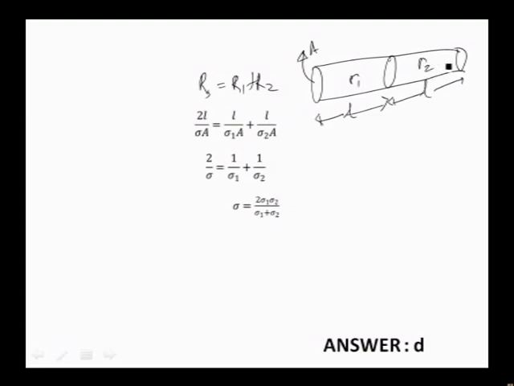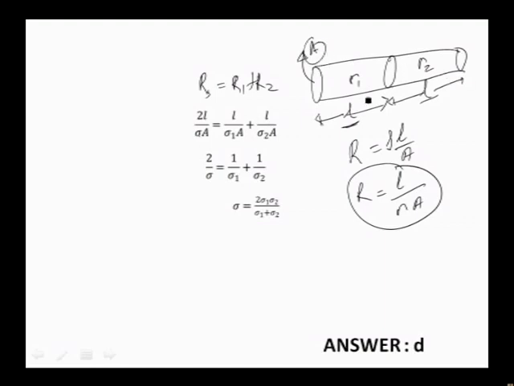We have a basic formula, R is equal to rho L divided by A, which you can write as L divided by sigma A. Rho is resistivity, and the reciprocal of resistivity is conductivity. Using this, total resistance is equal to 2L by sigma A. Why am I taking 2L? The total length is L and L, so it becomes 2L. Sigma is the total effective conductivity, and the area is the same for the two. R1 can be written as L divided by sigma 1 into A, because the lengths are the same, plus R2 is L divided by sigma 2 into A.